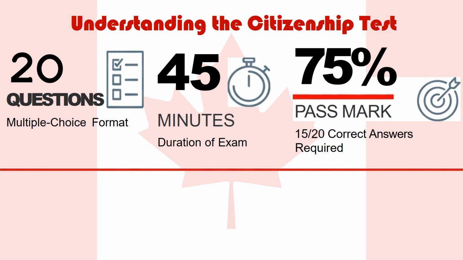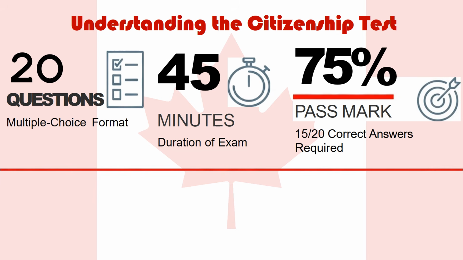First, let's understand the test clearly. The Canadian Citizenship Test has 20 multiple choice questions and you will get 45 minutes. Once the timer starts, you won't be able to stop it. After 45 minutes, your test will be submitted automatically even if you are not finished. You will get a warning when you have 5 minutes left.